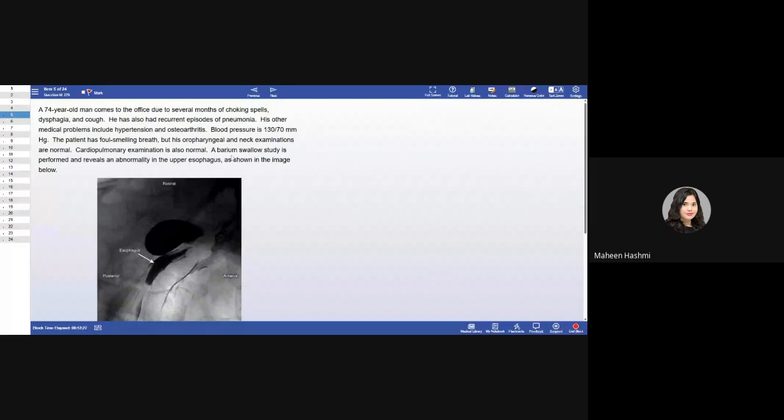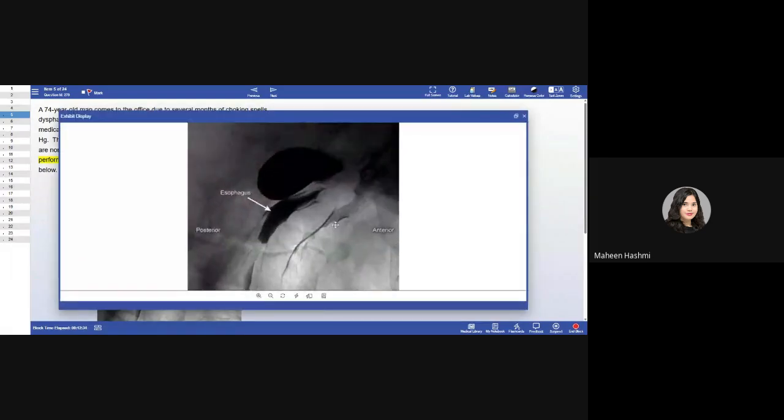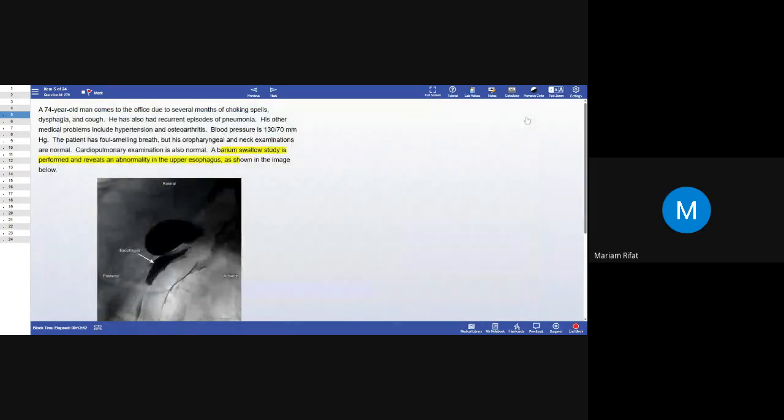So a barium swallow study is performed and reveals an abnormality in the upper esophagus. All right, what's happening? What's this? A blind ending pouch. A blind ending diverticulum. A pouch of the esophagus, upper part of the esophagus, arising from the posterior wall, going posteriorly. So it is the Zenker's diverticulum. Zenker's diverticulum. Yes. Very good.